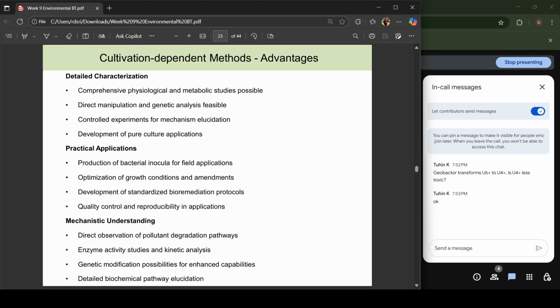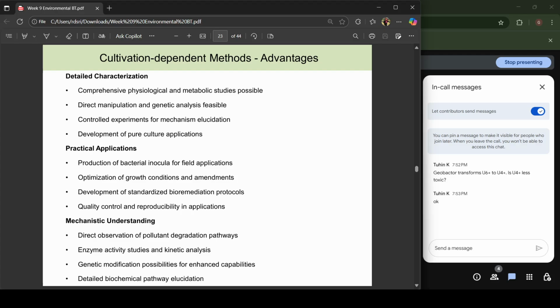So the advantages of the cultivation dependent method is it gives us a detailed characterization where we have comprehensive physiological and metabolic studies. We can do direct manipulation and genetic analysis. We can carry out experiments in controlled conditions and elucidate the molecular mechanism through which the microorganism is functioning, and we can have a pure culture of that organism. So we will have extensive biodata of a single organism in case of cultivation dependent methods.